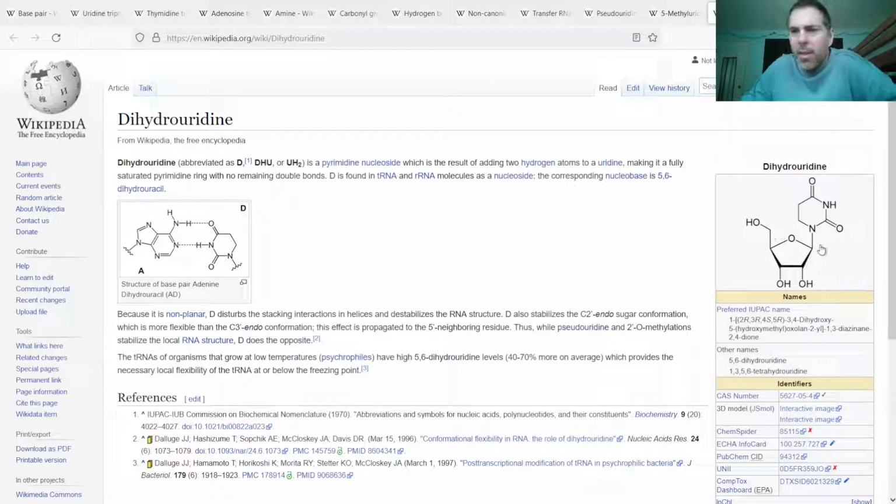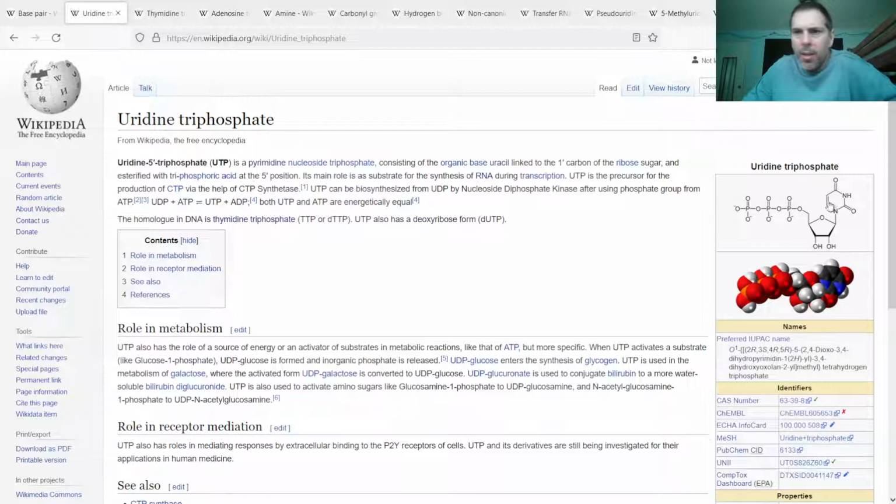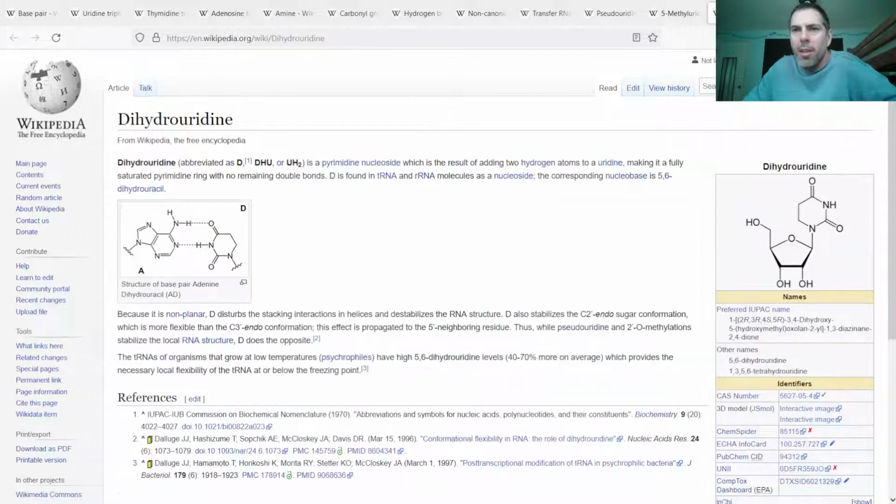dihydrouridine. So that's the same as the uridine, except instead of a double bond here with no hydrogens, there's a single bond here with additional hydrogens on these nodes here. So you can see here, like on this uridine, there's a double bond here, so there'd be fewer hydrogens than on the dihydrouridine.